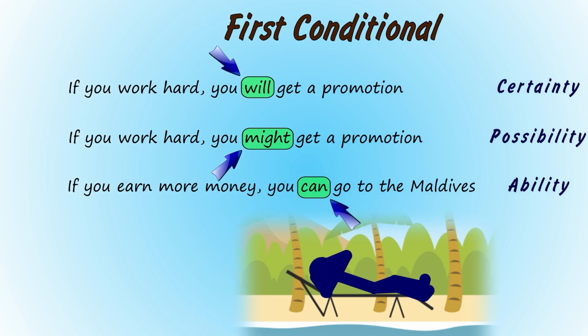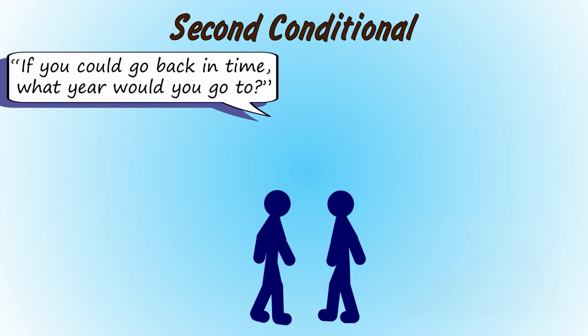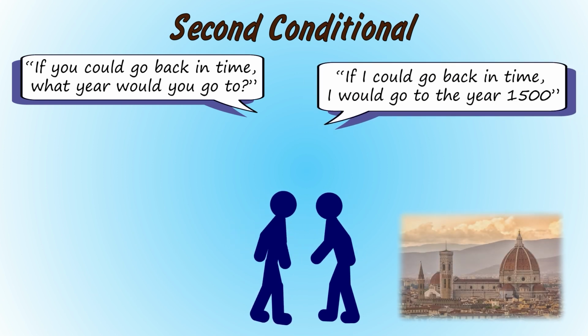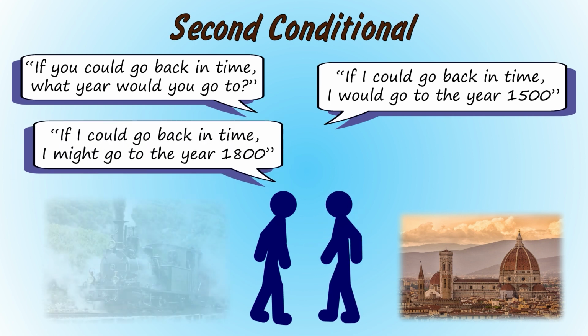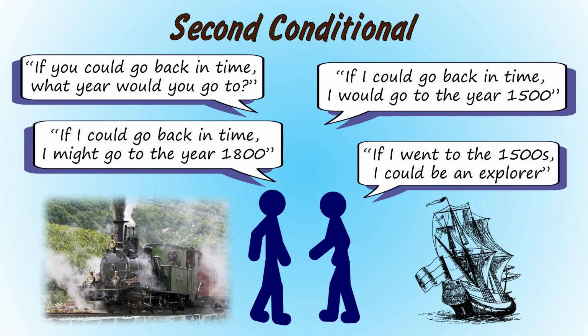Now let's look at some examples with the second conditional. If you could go back in time, what year would you go to? If I could go back in time, I would go to the year 1500. If I could go back in time, I might go to the year 1800. If I went to the 1500s, I could be an explorer.